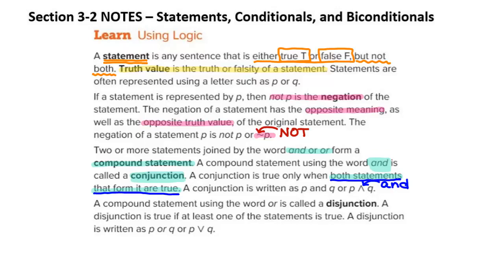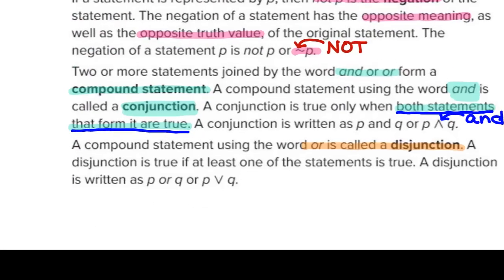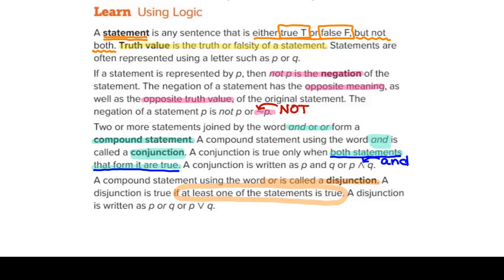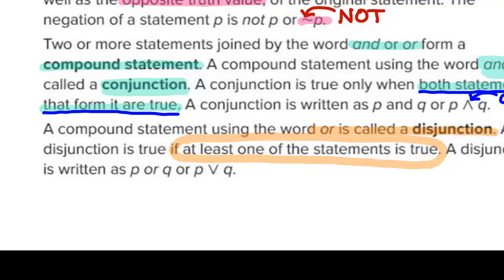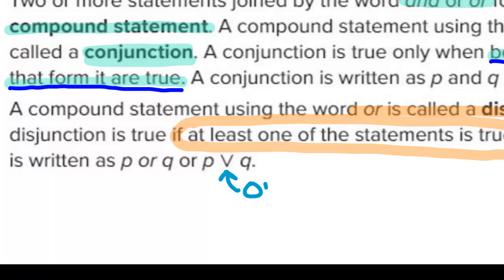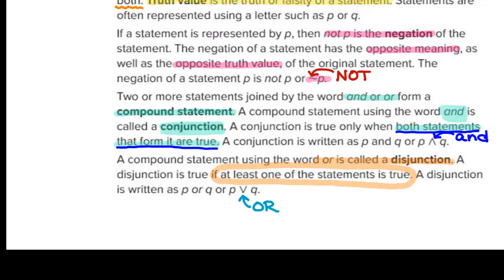A compound statement using the word or is called a disjunction. A disjunction is true if at least one of the statements is true. A disjunction is written as P or Q. We have this symbol right here. Looks like an arrowhead pointing down. That means or.